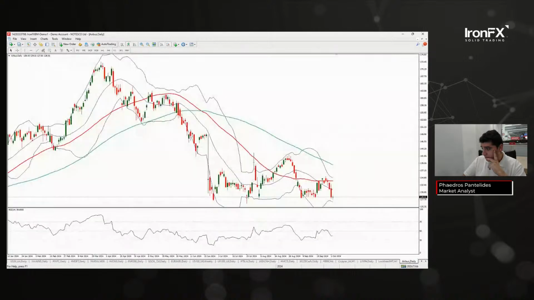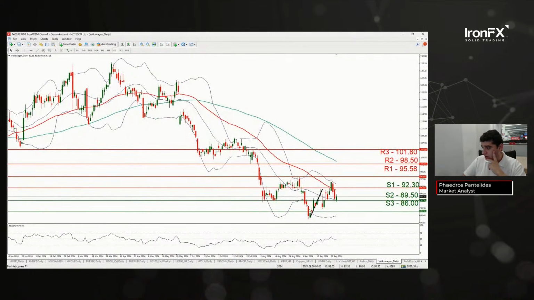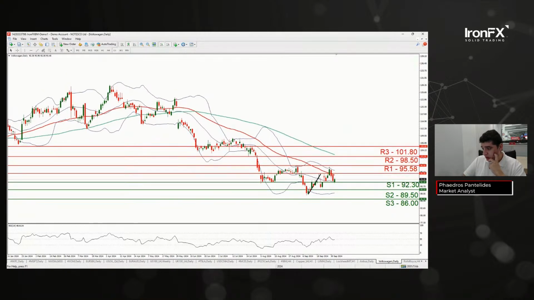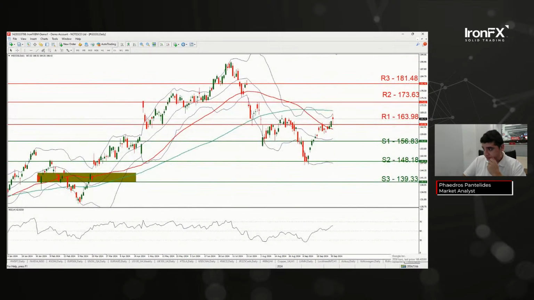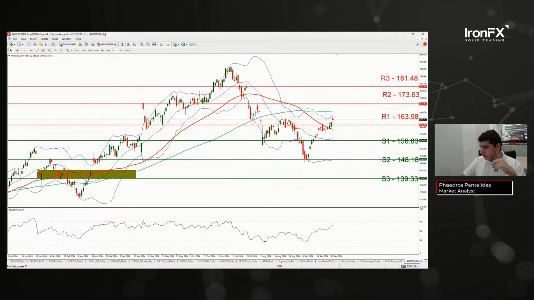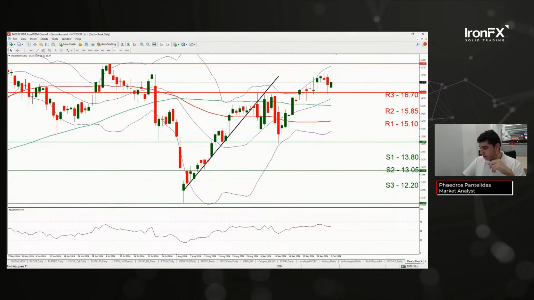Lockheed Martin, of course, moving higher. Volkswagen testing S1 92.30. Cautiously optimistic, wouldn't be bullish for the company stock price just yet, but note it is testing S1. It tried to test R2, failed to do so, came back down to S1. Google R1 163.98, it had failed to break above, managed to do so, tested that, this is indeed now support. Next potential target could be at 173.63.